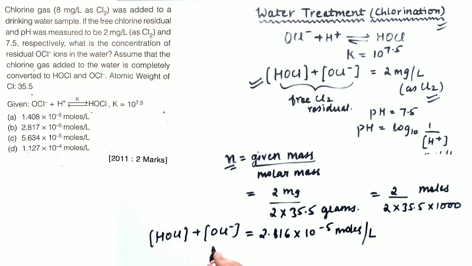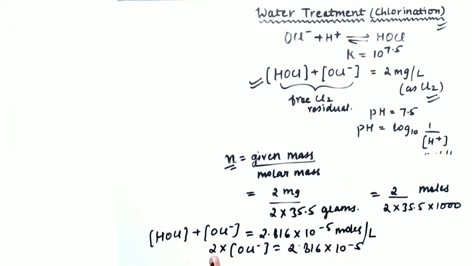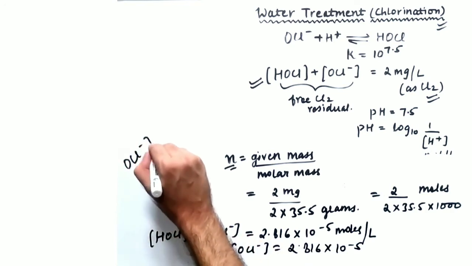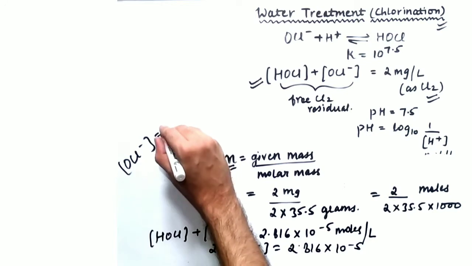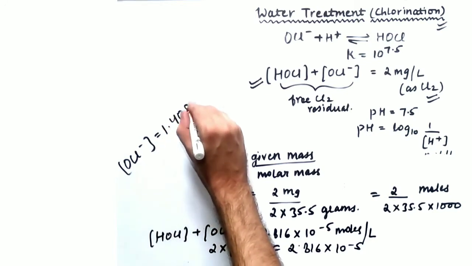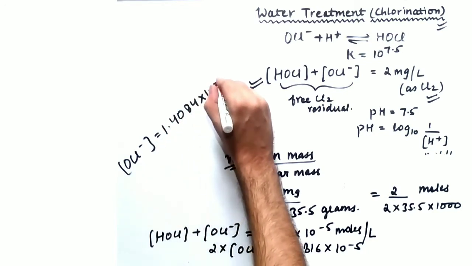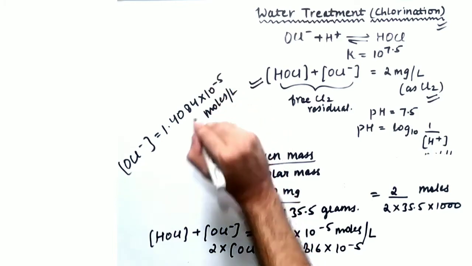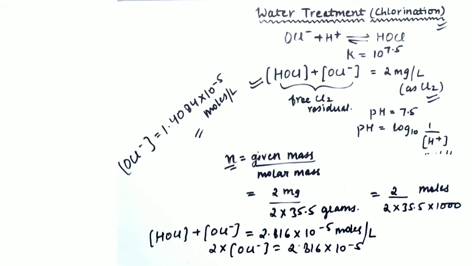So you can write it as 2 × OCl⁻ equals 2.816 × 10^-5 moles per liter. So when you take this 2 to the right-hand side, you will get the OCl⁻ concentration as 1.4084 × 10^-5 moles per liter. So this is the required answer for this question.